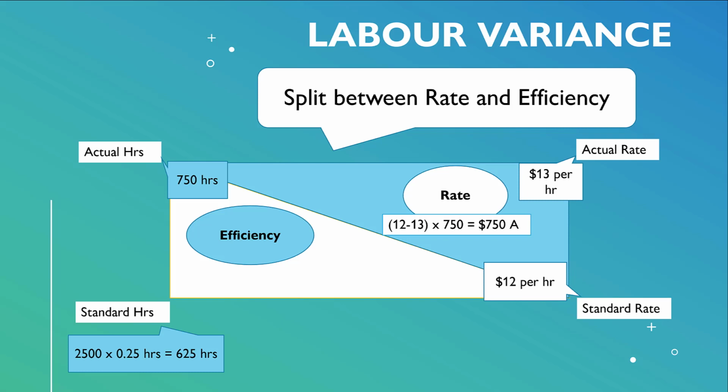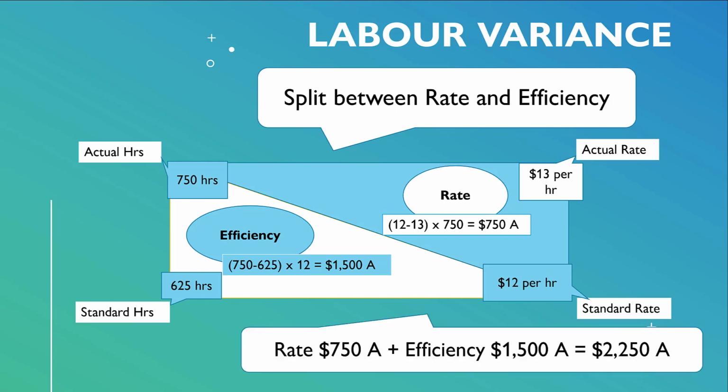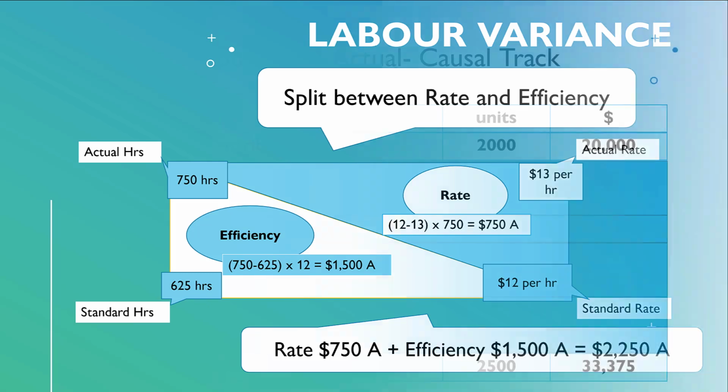So again, have a go at calculating that efficiency variance. What are you going to do? You need to take the difference in the vertical and you need to apply the $12 per hour, the standard rate. And therefore you get an adverse variance of 1,500. Well done if you were able to do that on your own. So the efficiency and the rate variances add up to that total labour variance. And it's 2,250 adverse.